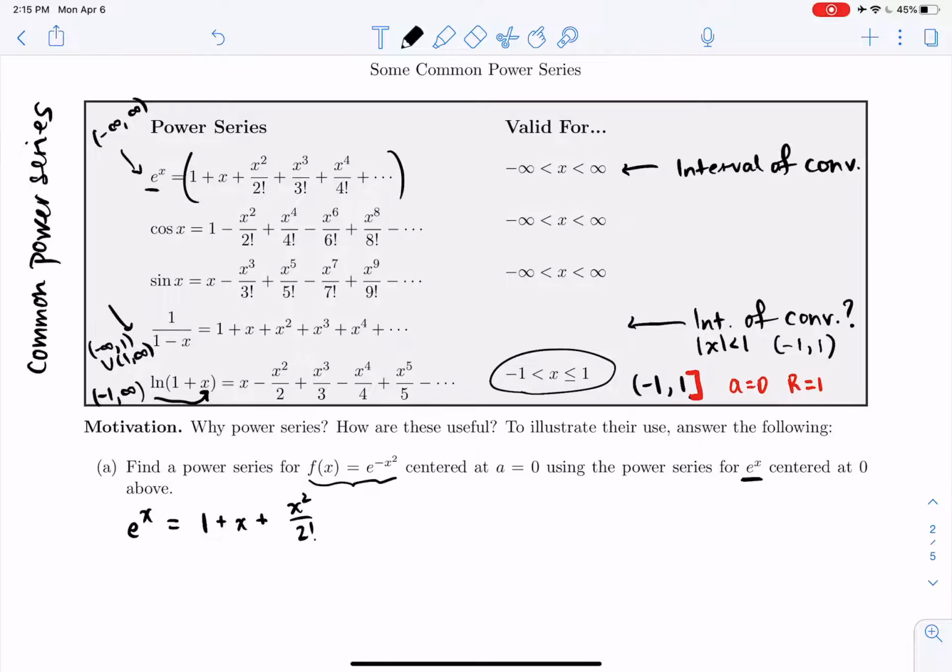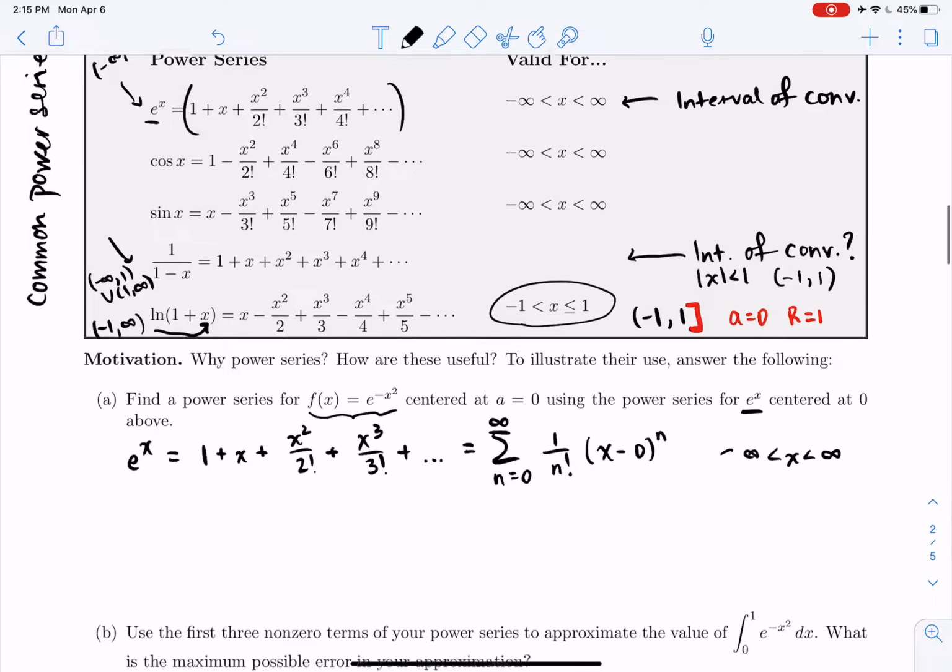But e to the x can be expressed as a power series of this form. And if we write that as a power series, it's got coefficients 1 over n factorial, those would be your c sub n's, times x minus the center to the n power. So that is the power series for e to the x, and this is valid for any x value between negative infinity and infinity. That's the interval of convergence.